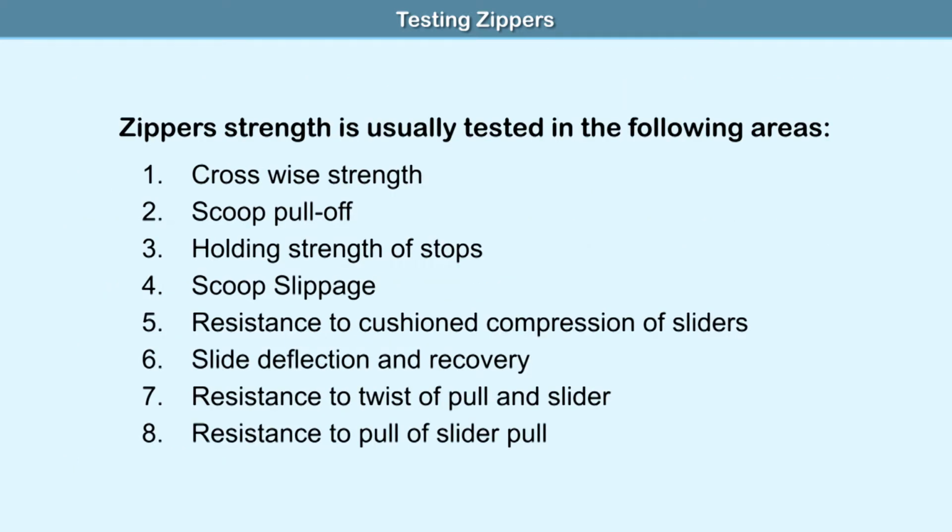Zipper strength is usually tested in the following areas: crosswise strength, scoop pull off, holding strength of stops, scoop slippage, resistance to cushioned compression of sliders, slide deflection and recovery, resistance to twist of pull and slider, and resistance to pull off of slider pull.